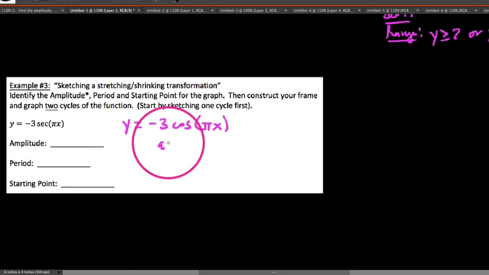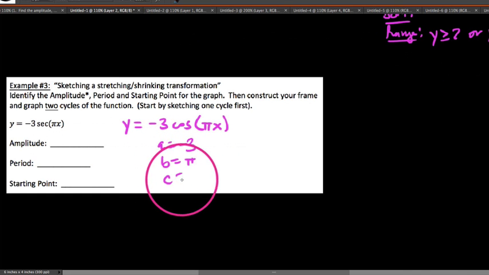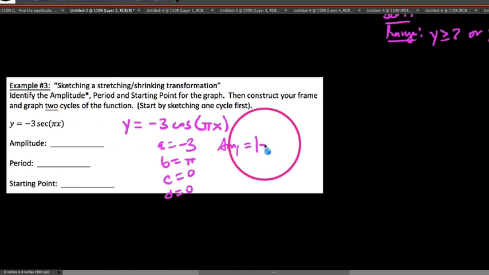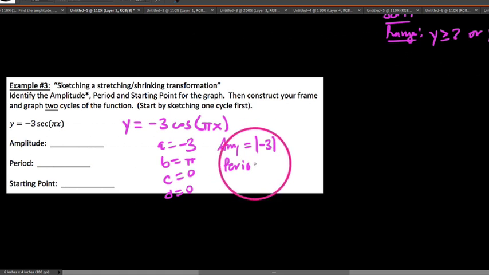If we're going to graph this here, we have a is -3. It looks like our b value here is pi. Interesting, pi. And then again, c and d. So no translations on this one. We have c and d are 0. So if we were to graph this one, the amplitude is equal to the absolute value of -3. And then the period here would be 2 pi over b.